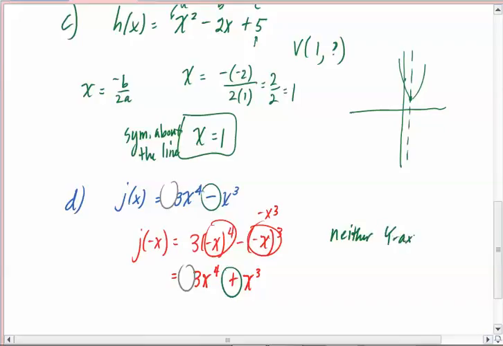nor origin, and it's certainly not a parabola, so we can't just say it's symmetric about the x-coordinate of the vertex. So here's what we would say about that. It's neither y-axis nor origin. Okie doke.